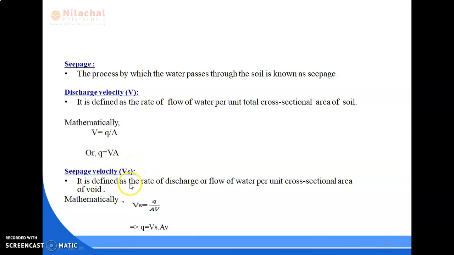Next, seepage velocity, Vs. It is defined as the rate of discharge or flow of water per unit cross sectional area of void. So mathematically Vs equals Q by Av, which implies Q equals Vs into Av, the area of void times Vs. You have to remember these formulas along with their definitions.